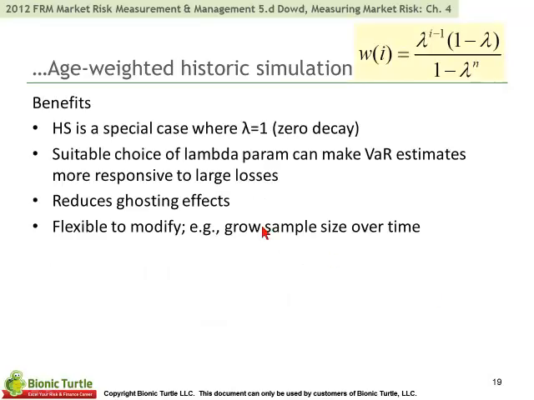The benefits: the simple historical simulation then becomes a special case where lambda equals 1, or we have zero decay. A suitable choice of lambda parameter can make the VAR estimates more responsive to large losses. This reduces the ghosting effect and is flexible to modify.